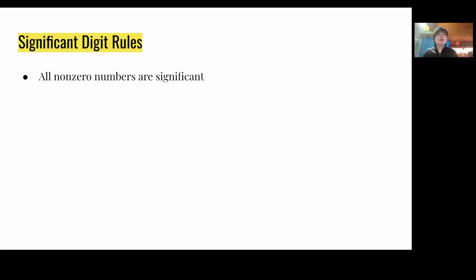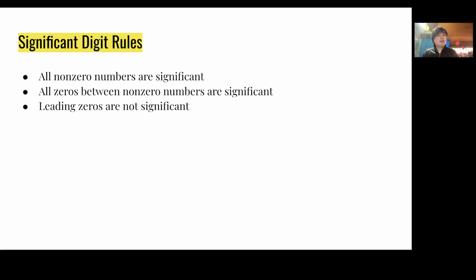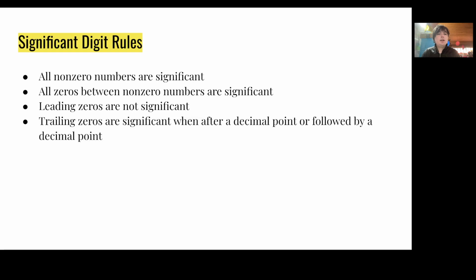Okay, so some of the rules. So first, all non-zero numbers are significant, and then all zeros between non-zero numbers are significant. So for example, if you have the number 101, that has a significance of 3 digits. Leading zeros are not significant. So that was like in our previous shown example where we have a bunch of zeros before the 620. So those are non-significant. But then trailing zeros are significant.